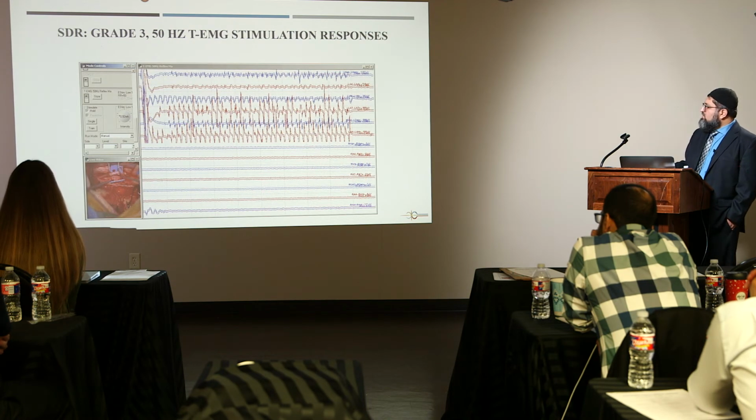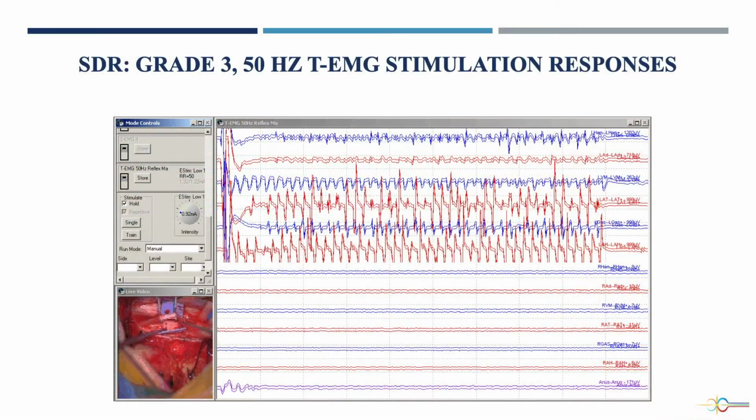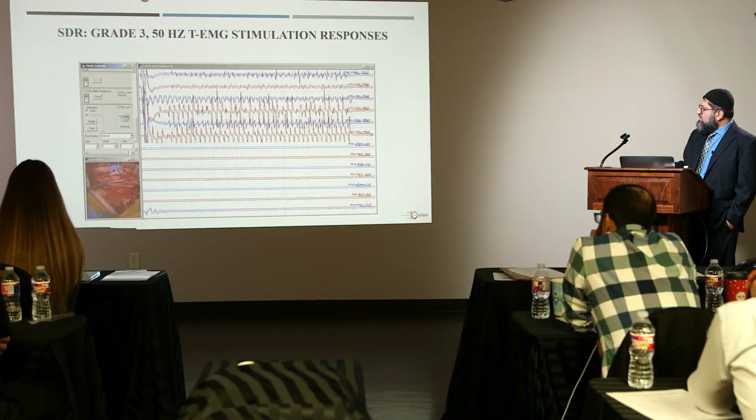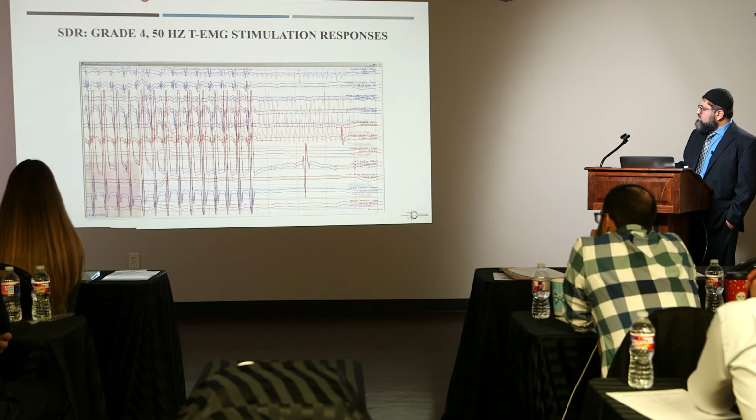Now we're stimulating one of the roots, and we're getting response from all the muscles on the left, on one side, and you can see the response. They are not sustained, or they are not decremental, so they are abnormal responses. So, and this was grade 3.